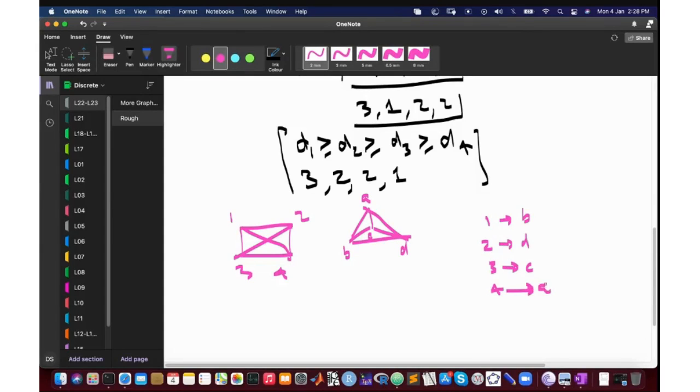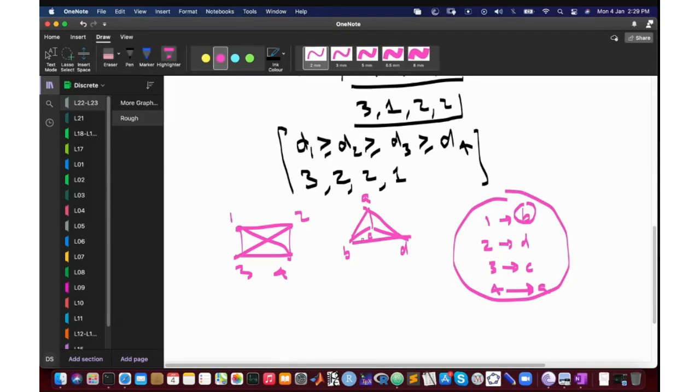That's a bijection. After I have this bijection, I can look at this graph and see that 1 is connected to 2, 3, and 4. So B in here must be connected to the corresponding node of 2, which is D, the corresponding node of 3, which is C, and the corresponding node of 4, which is A. So I go and look at B and see what the neighbors of B are in this graph.